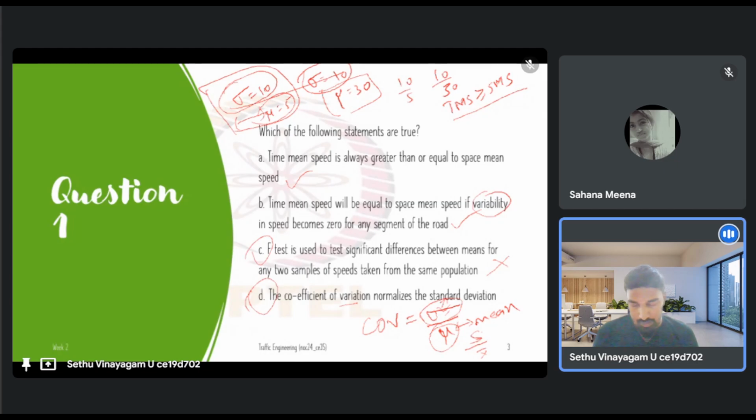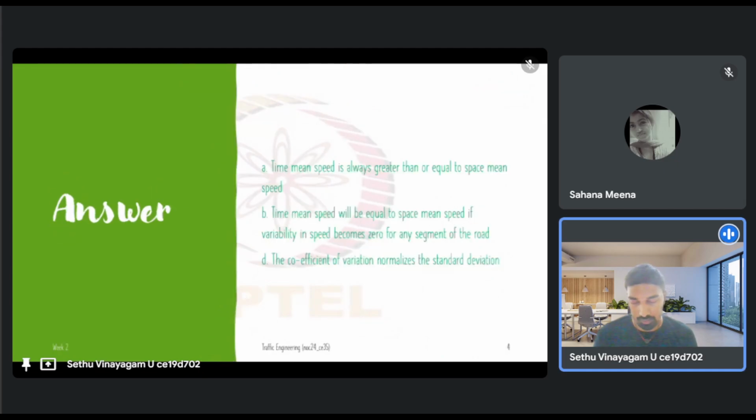But the statement says that it normalizes standard deviation. So that is correct, because that's by definition how COV is defined, right? So D is also correct.